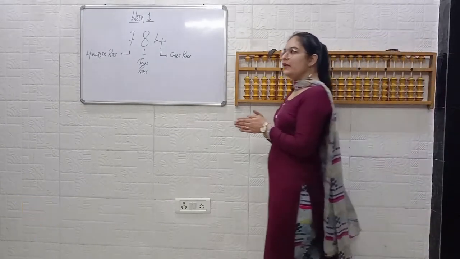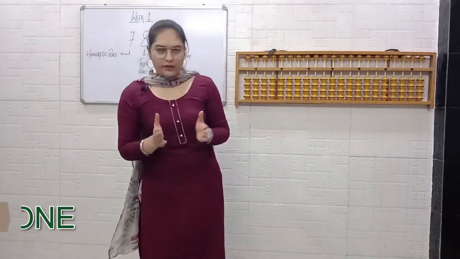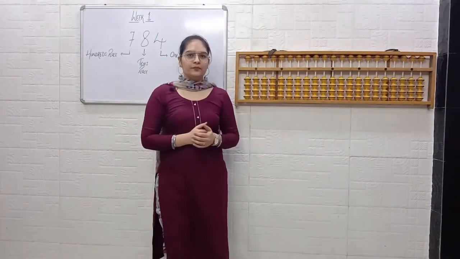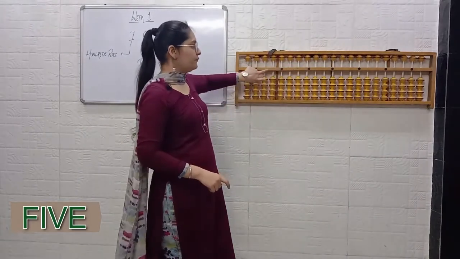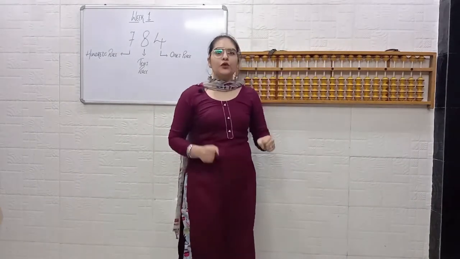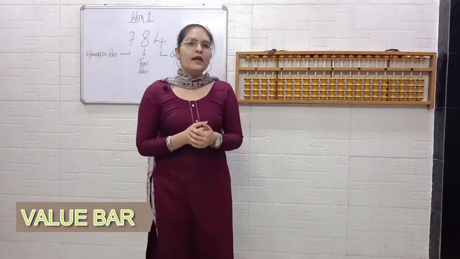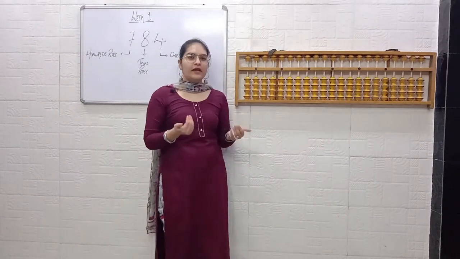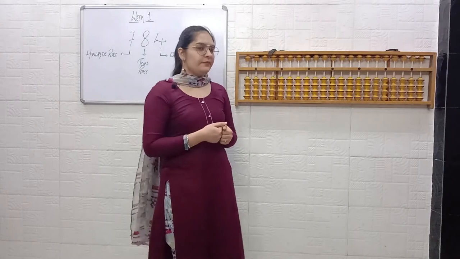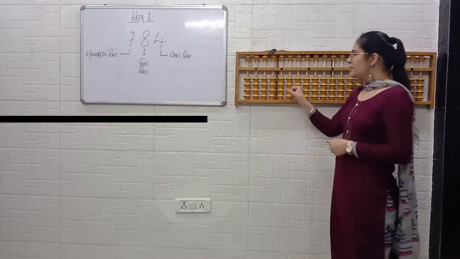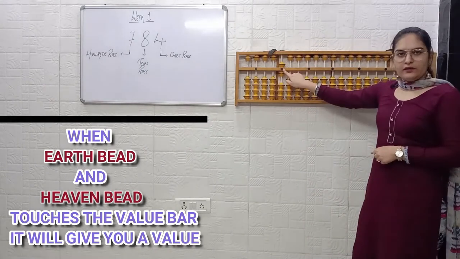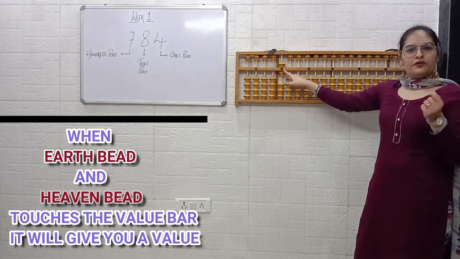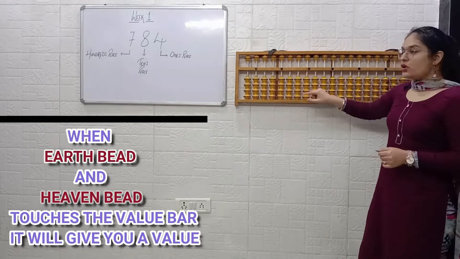Value of earth bead? 1. Value of heaven bead? 5. Perfect. What is this? Value bar. Why do we call it value bar? Now tell me, hurry up. Yes? When earth bead and heaven bead touch the value bar, it will give you a value. Perfect.